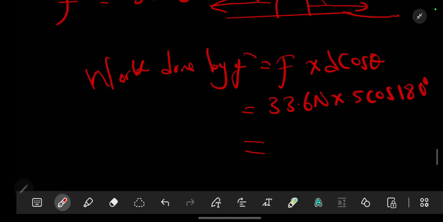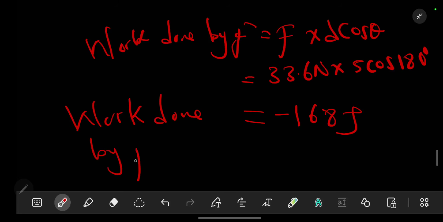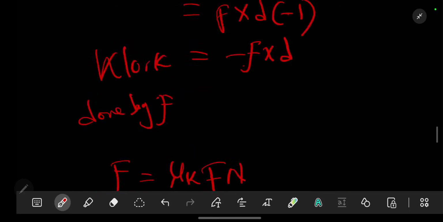So if you press everything, 33.6 times our 5 cosine of 180, this is going to give us a value of negative 168 joules. So remember, the frictional force takes away the work. This is the work done by the friction, like that. Let's look at another question.